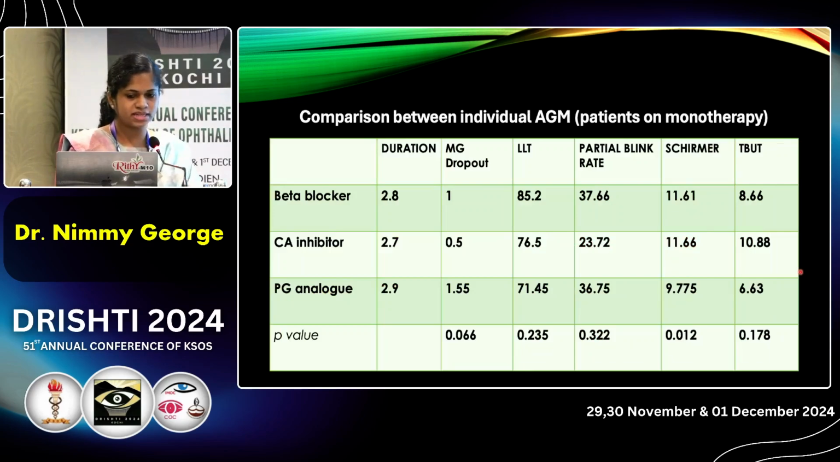I also did a comparison between the individual AGM in patients who were on monotherapy. I compared beta blockers, carbonic anhydrase inhibitors, and prostaglandin analogs. The mean duration was almost similar in the three groups. I could see that the PG analog group had increased MG dropout, reduced LLT, increased partial blink rate, and reduced TBUT and Schirmer.